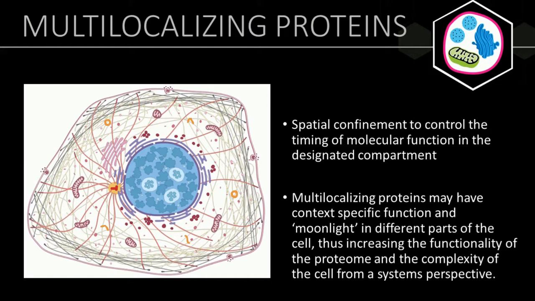It could also be that multilocalizing proteins have context-specific functions and moonlight in different parts of the cell, and in this way increase the functionality of the proteome and also the complexity of the cell from a systems perspective. So the multilocalizing proteins are something that we will put more research effort into in the future.